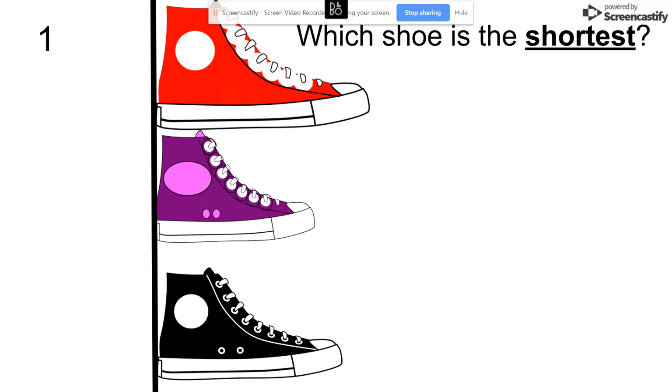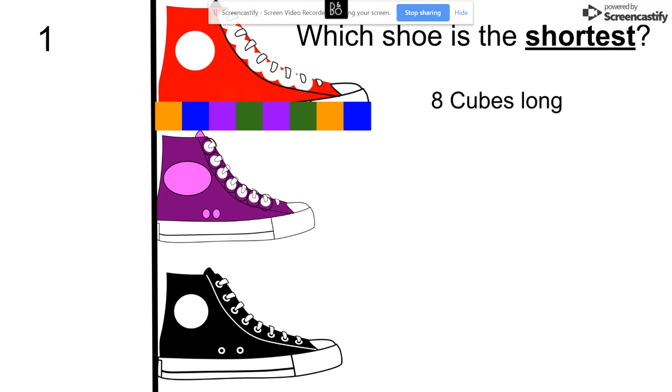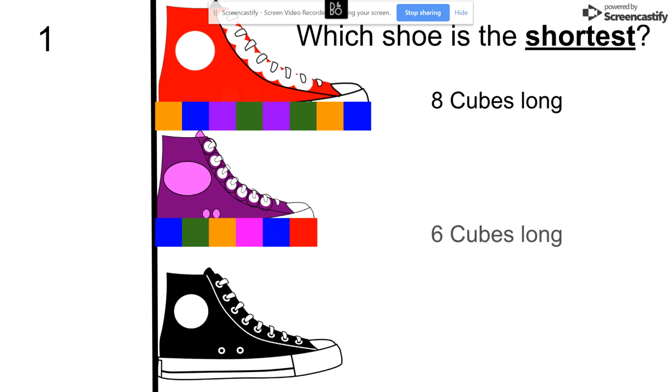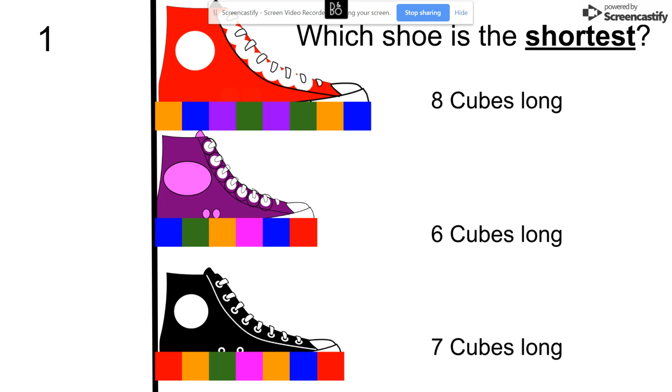I'm sure a lot of you can already tell which shoe is the shortest. Let's measure with cubes to see if you're right. The red shoe is 8 cubes long. The purple shoe is 6 cubes long. The black shoe is 7 cubes long.